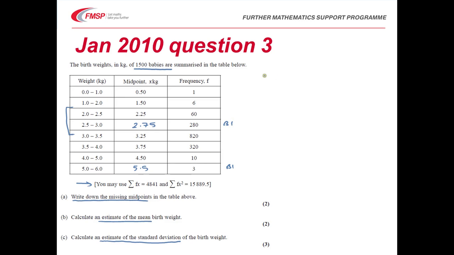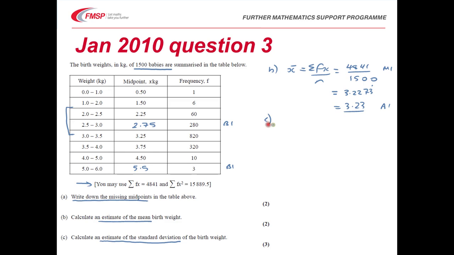Okay, so we're asked to calculate an estimate of the mean. For part B, the mean is equal to the sum of fx over n. Using this formula will trigger the method mark. That's going to give me 4841 divided by 1500, so that will give me a method mark. Calculating it through will give me 3.2273 recurring, and of course any answer that rounds to 3 significant figures or better will give me the accuracy mark.